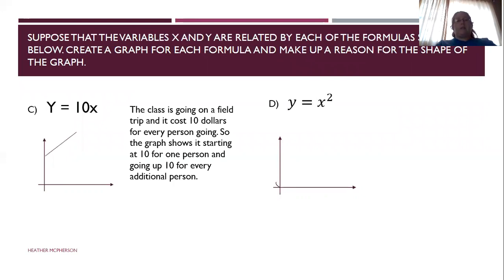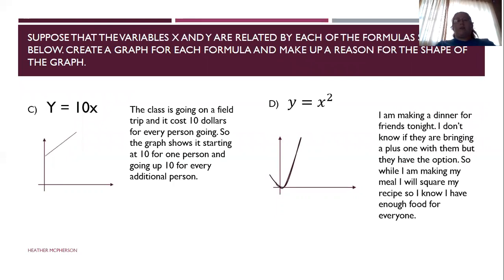And D, y equals x squared. So this is going to be a different looking graph. I'm making dinner for friends tonight. I don't know if they're bringing a +1 with them, but they have the option. So while I'm making my meal, I will square my recipe so I know I have enough food for everyone. So 2 squared is going to be 4 instead of just 2.